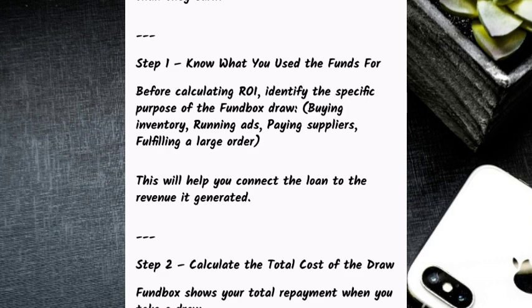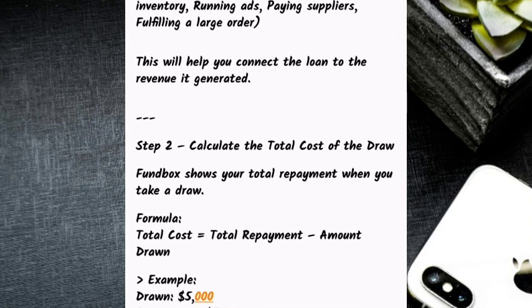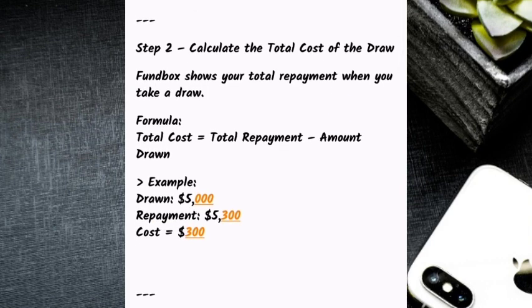And step two is to calculate the total cost of the draw. Fundbox shows your total repayment when you take a draw. So the formula is the total cost is equal to total repayment minus the amount drawn. For example, if you draw $5,000 with a repayment of $5,300, then the cost is $300.